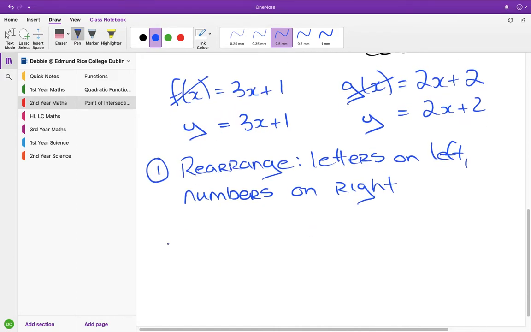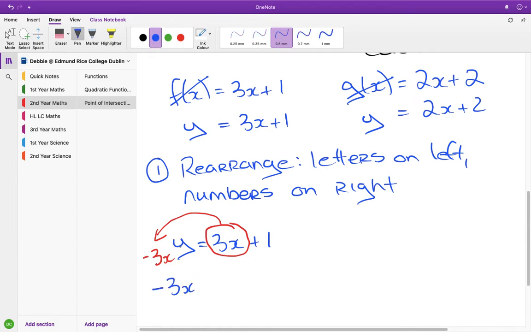So if I take what was the f graph here, y equals 3x plus 1, I'm going to take the 3x, which at the moment has no sign, which means it's a plus. I'm going to bring it over here, so it's going to switch signs and become a minus 3x. So now on the left hand side, I have minus 3x. I have this y, which again has no sign, which means it has a plus.